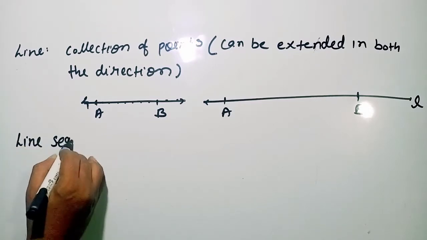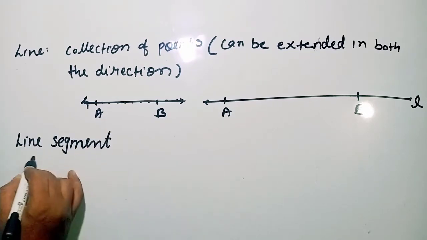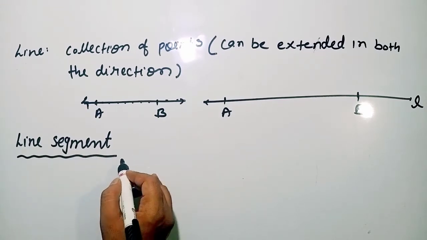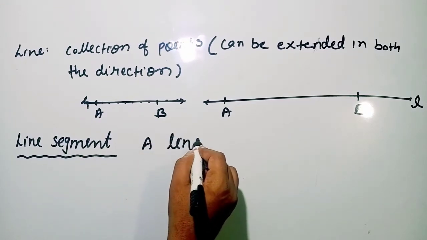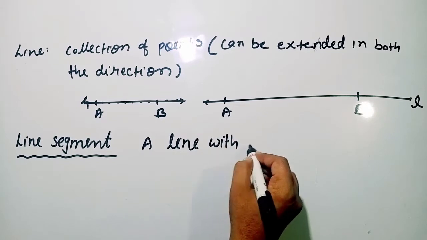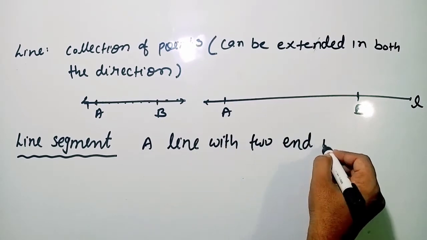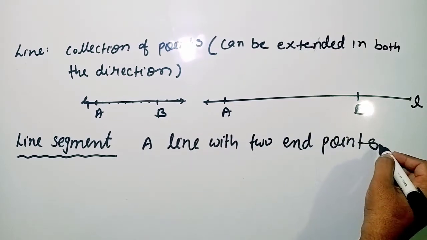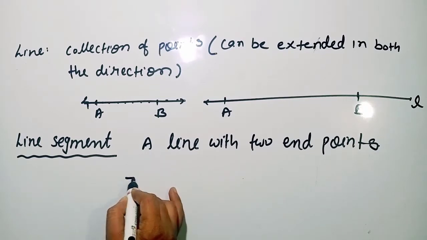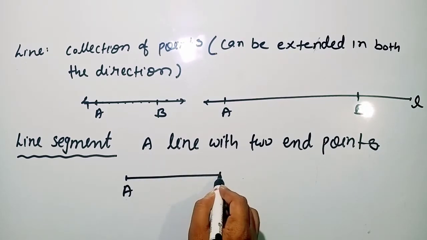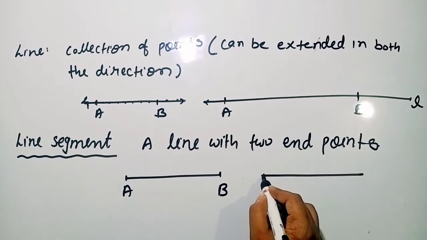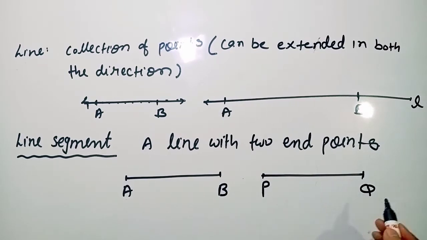Understood? Next is a line segment. A line having two endpoints is known as a line segment. Here A and B, these can't be extended in both directions. PQ is a line segment, right students?